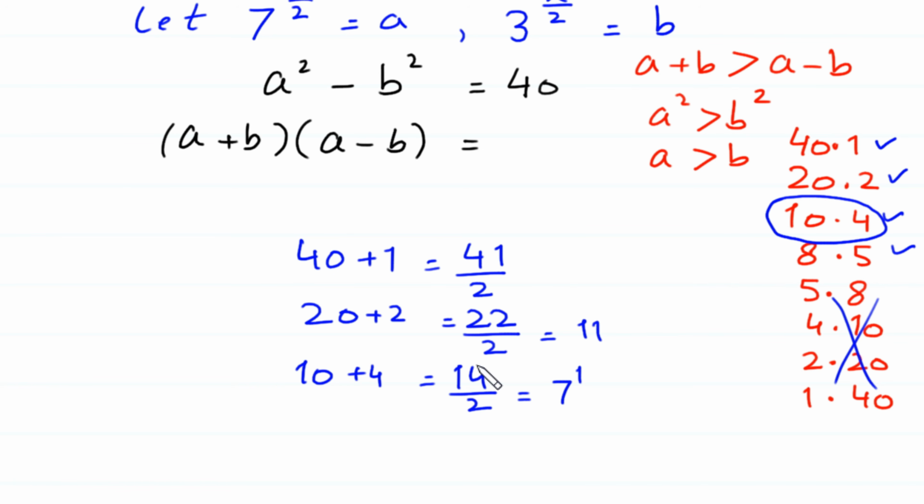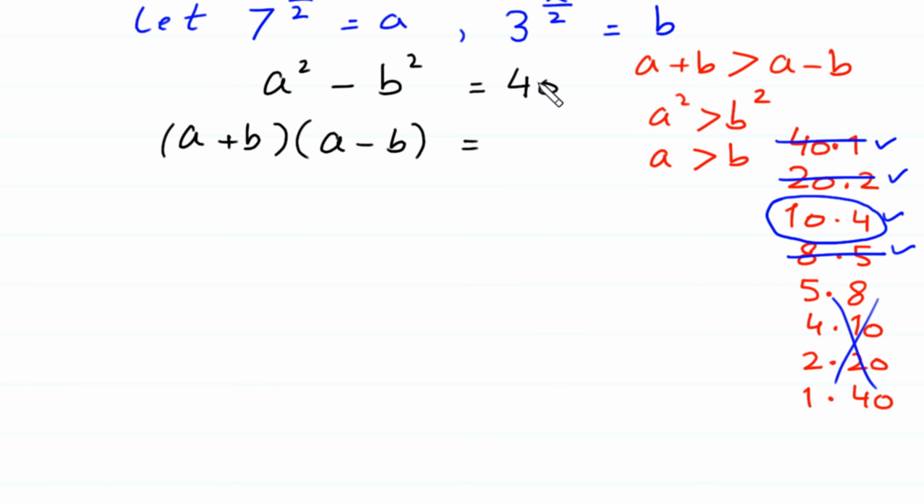If we add 8 plus 5, it is equal to 13 divided by 2. 13 divided by 2 cannot be written as a power of 7 and as a power of 3. So no integer solutions can be found from this case. So we reject these 3 cases, 8 times 5, 20 times 2 and 40 times 1. So this is the only case for which we can find integer solutions, 10 times 4.